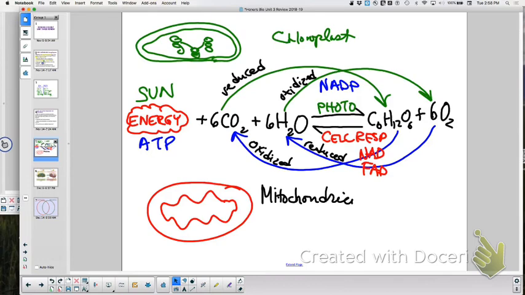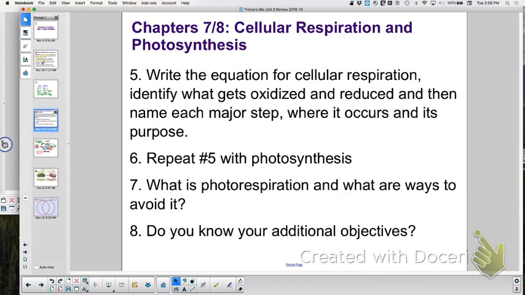Okay. Can I move off this? Are you good? All right. And then here it says, write the equation, identify what gets oxidized, reduced. Did we do that? Now we just need to name each major step. So I can think of no better way to do that than to sing.